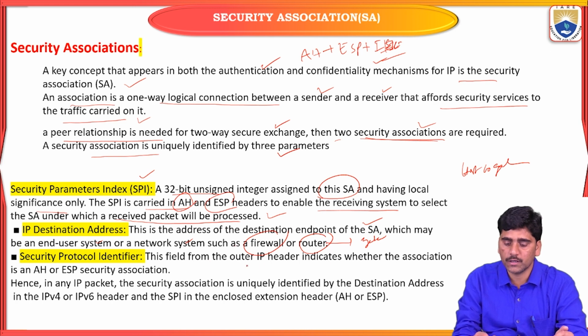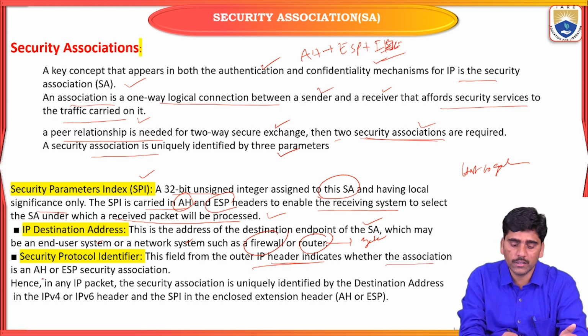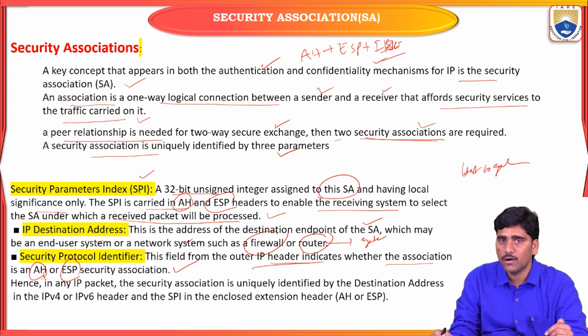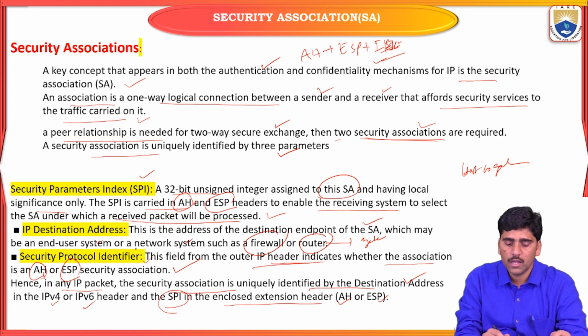And the third is the security protocol identifier. This field from the outer IP header indicates whether the association is an authentication header or ESP security association. Hence, in any IP packet, the security association is uniquely identified by the destination address in the IPv4 or IPv6 header, and the security parameter index in the enclosed extension header, that is, the authentication header or ESP header. So the security protocol identifier, IP destination address, and security parameters index all exist.